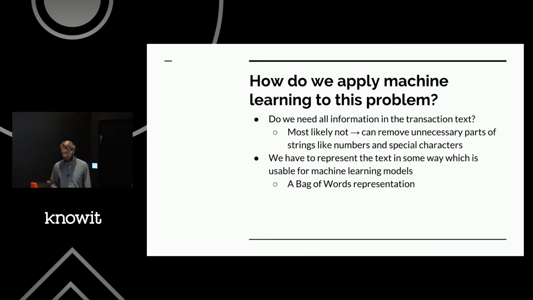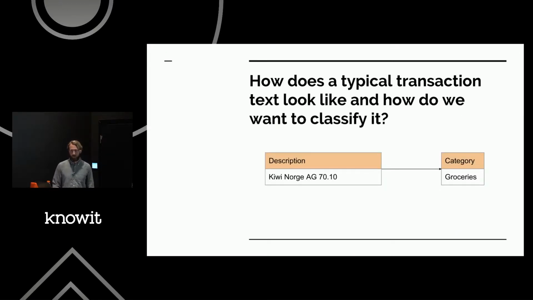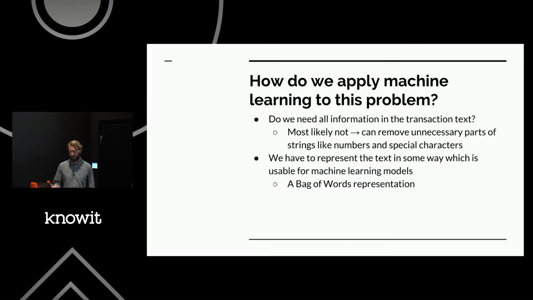So how do we apply machine learning to this problem? Well, as you saw here, we don't need all of the text to know what this is as a human, because we know the concept Kiwi. So first of all, we can strip away unnecessary things in the transaction text, like numbers and abbreviations that are only useful for the bank. They don't say what the transaction was. And then we can represent the text in some other way, which can be used by a machine learning model.